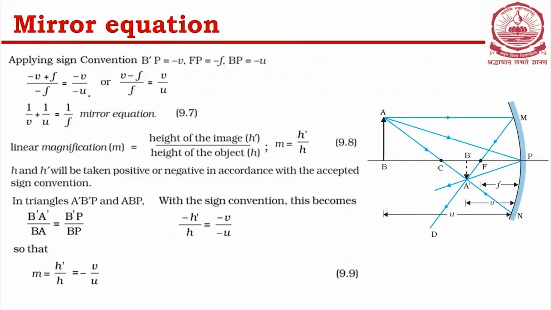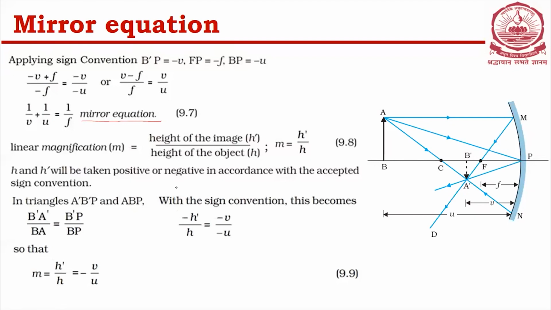I am just applying the sign convention and replacing the values in terms of image distance, object distance and focal length. Finally I get the mirror equation, 1 by v plus 1 by u equals 1 by f. Hope it is clear for you. Once you get the mirror equation, the next thing is: what is the linear magnification?